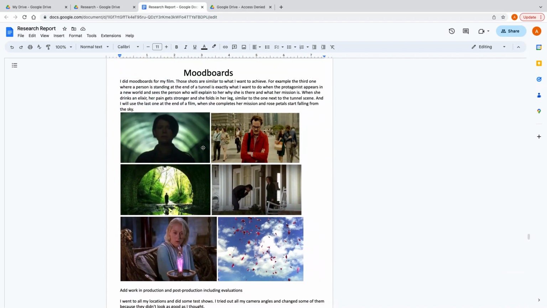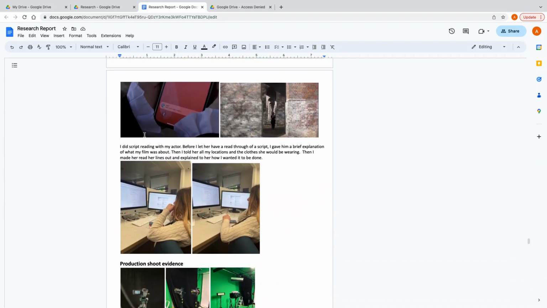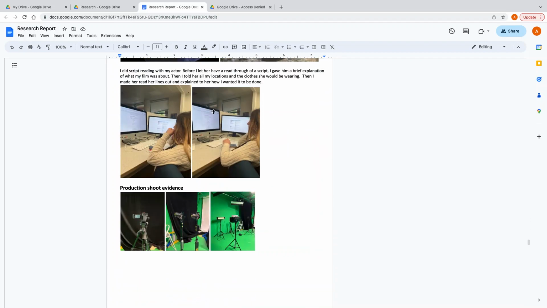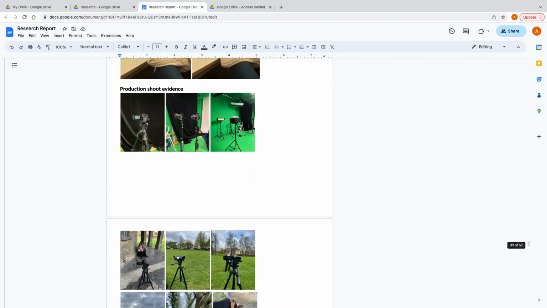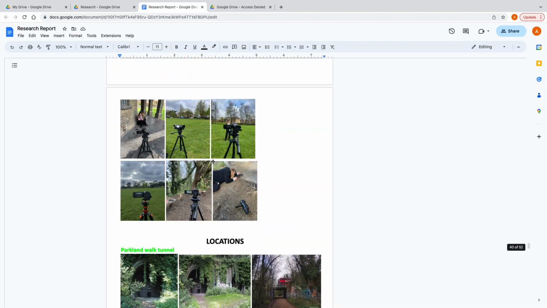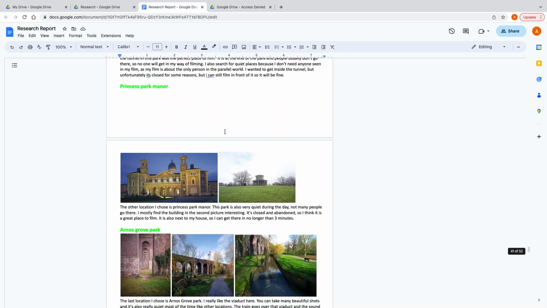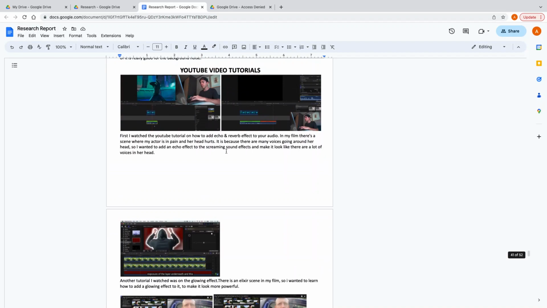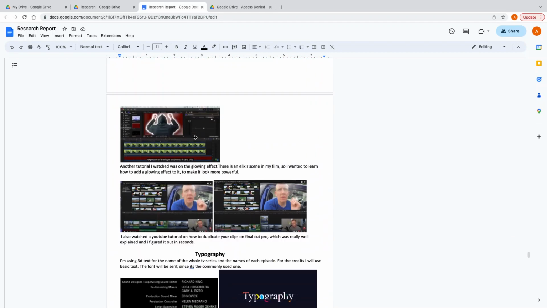Here's mood boards. Those are the similar shots to mine. Those are test shots. This is the script read through with my actor. And this is production shoot evidence in case I lost all of my clips. Here's the proof. And here's all my locations and why I chose them. Here's the pictures where I watched YouTube tutorials to do some effects.